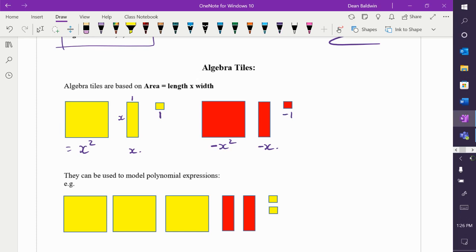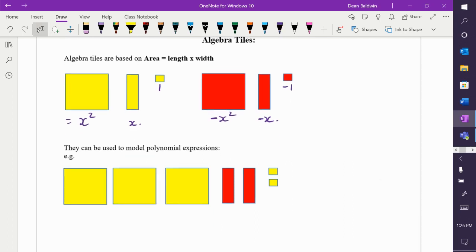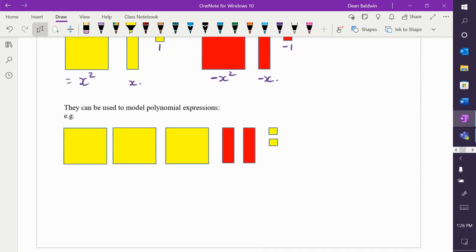So these are what you need to remember. I'm going to erase all this other stuff. The lightly colored or yellow ones on mine represent x squared or positive values, and the red ones represent negative values. So if this is our polynomial, a bunch of pictures, how many x squareds do we have?